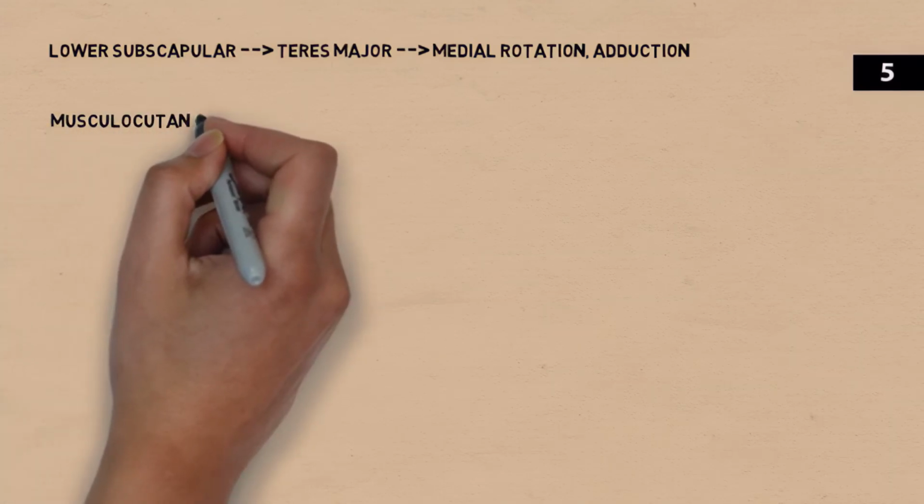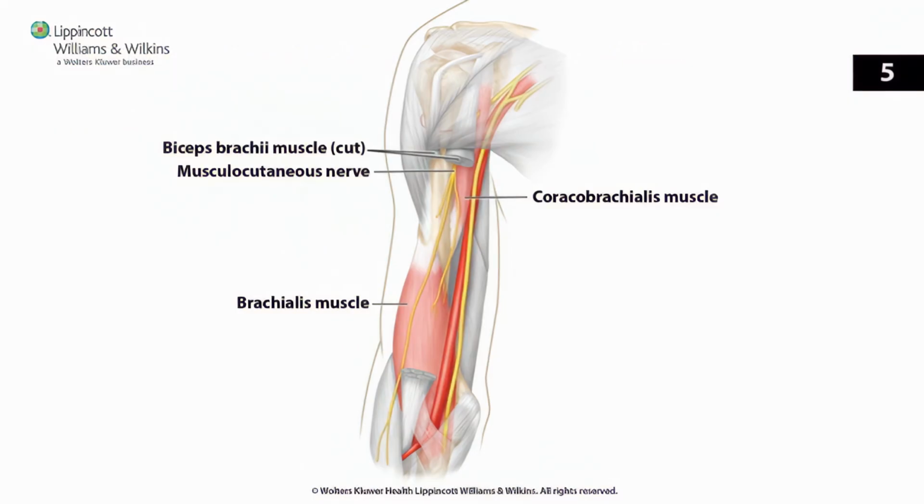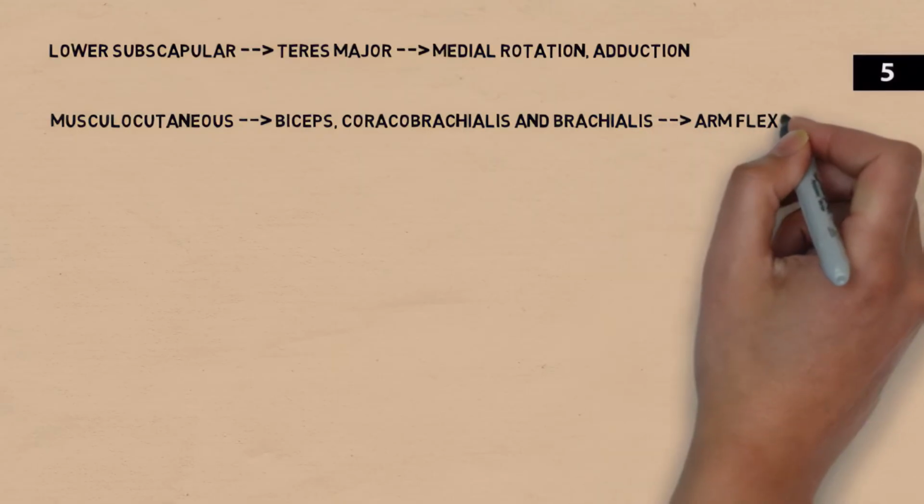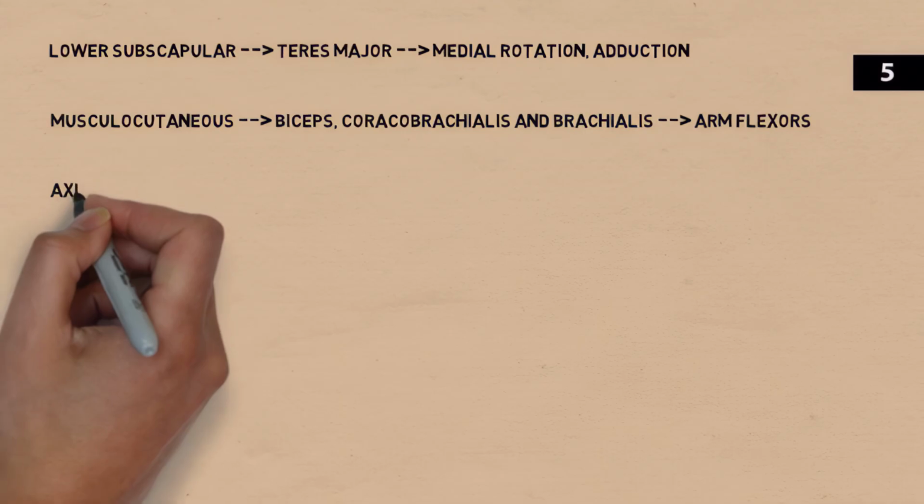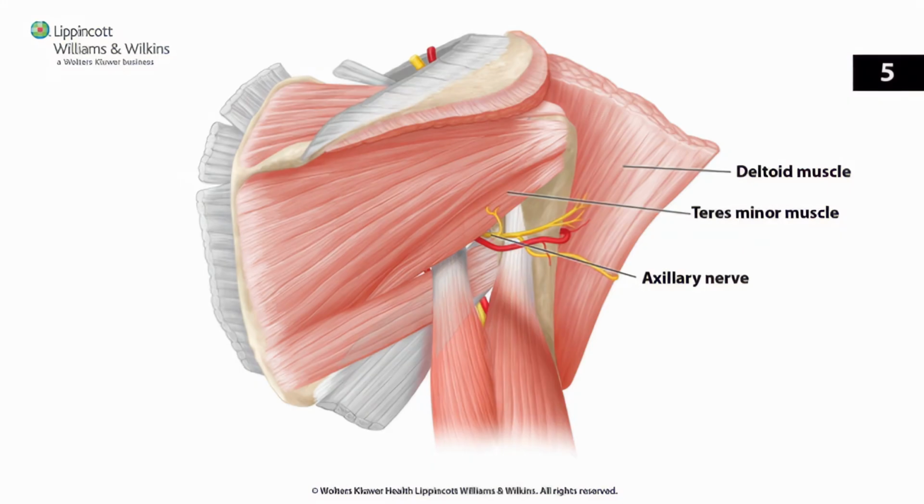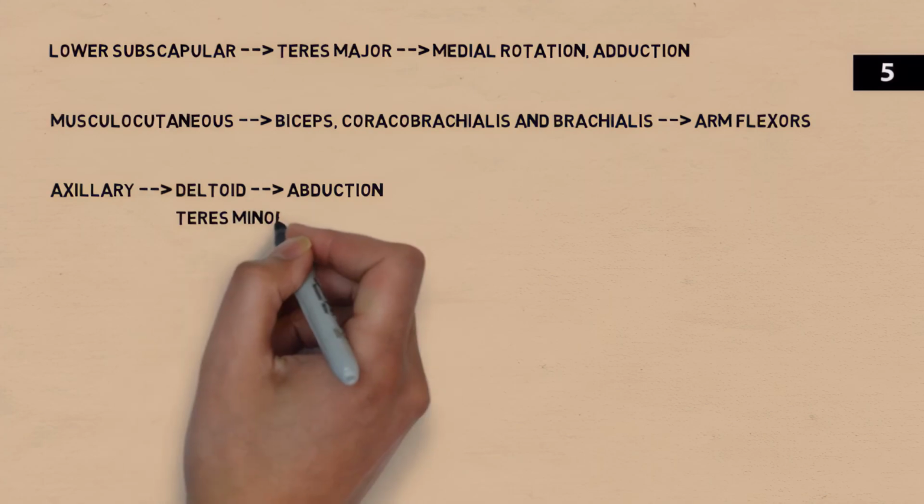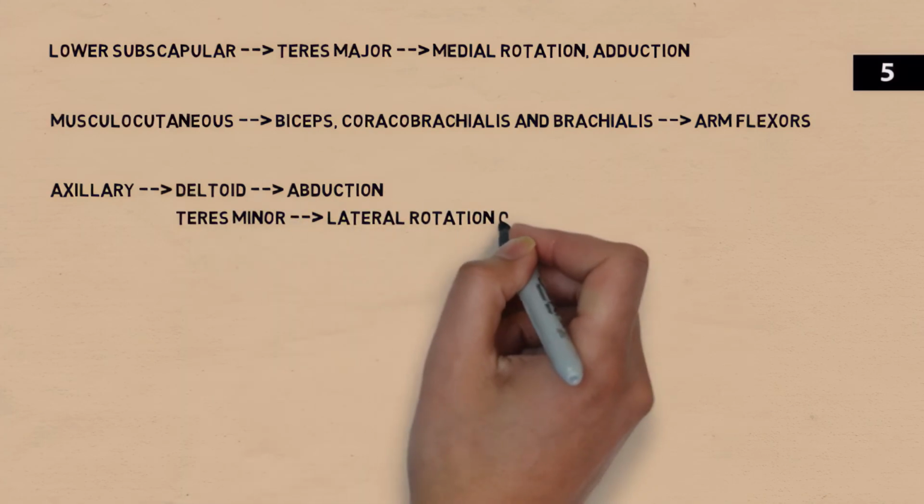Next, we have the musculocutaneous. That's going to innervate the biceps, the coracobrachialis, and the brachialis. So these are the major flexors of the arm and forearm. Next, we have the axillary nerve. That's going to take care of our deltoid and teres minor. The deltoid acts to abduct the arm, especially along the frontal plane. The teres minor acts to laterally rotate the humerus.